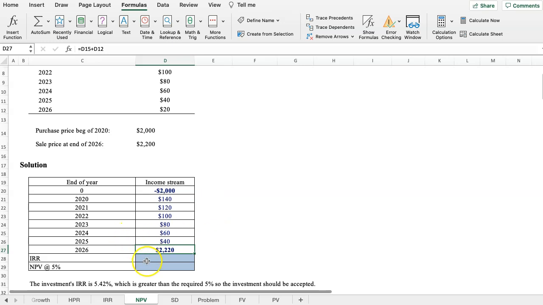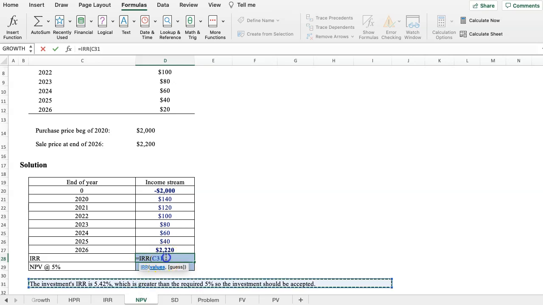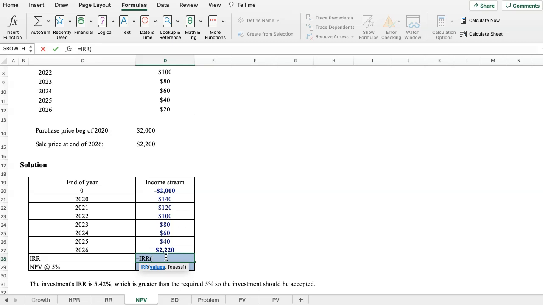So the internal rate of return percentage equals internal rate of return. Select that function. And let me go back on this. Then we're going to grab this whole column of these cash flows. And that's it. 5.242% would be the internal rate of return.